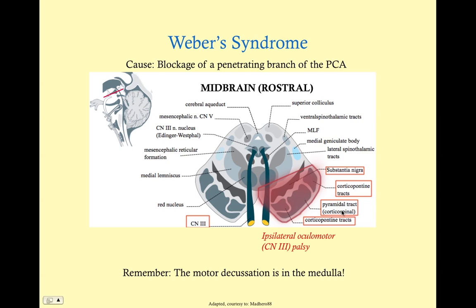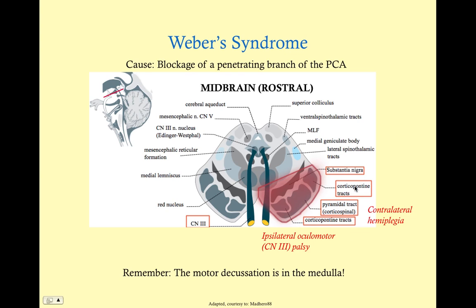And we also have damage to the pyramidal tract, the corticospinal tract, and that is going to cause contralateral hemiplegia. And the reason it's contralateral is because it hasn't decussated yet. So this is carrying nerves from the left cortex, but it's going to decussate at the medulla and go over to the right side and provide innervation to the right musculature. So even though the stroke is on the left side here, because it hasn't decussated yet, you're going to have right-sided contralateral hemiplegia. So ipsilateral oculomotor palsy and contralateral hemiplegia.